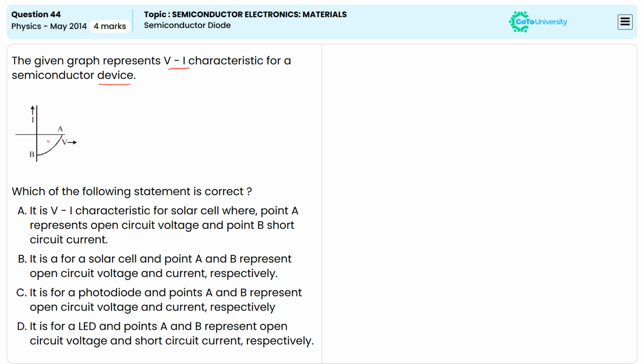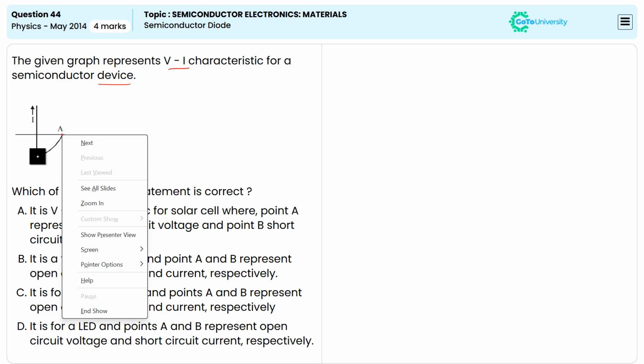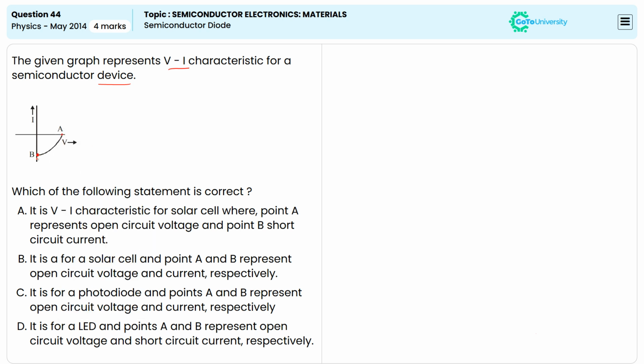this is the voltage value, and the y value means this is the I value. Okay. By observing this one, if you are going to go with the options, it is a VI characteristics for solar cell where point A represents the open circuit voltage and point B short circuit current. Okay. Yes, point A is in the voltage and point B is in the current, that is short circuit. Then we'll see here some of the important points.